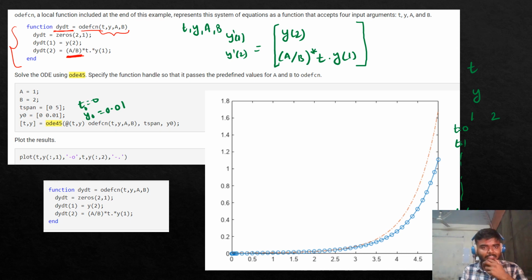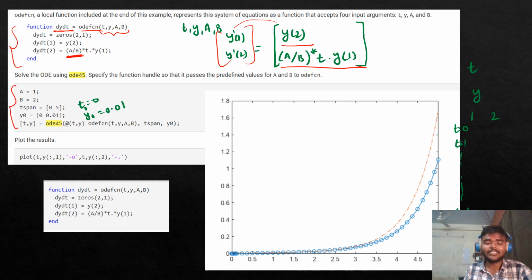Yeah, so here we defined a column vector. Here we defined one column vector, that is y2, a by b, t into y1. So this column vector we defined, and we have assumed it and written it like this only, y dash 1, y dash 2. Okay, so now we come to our code.